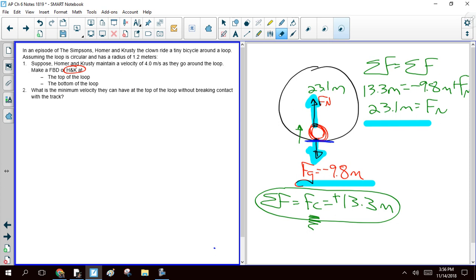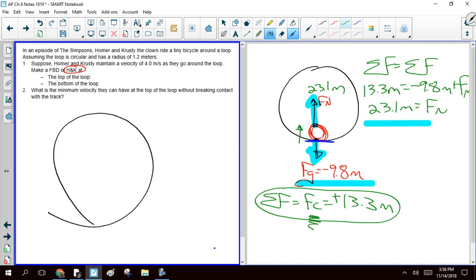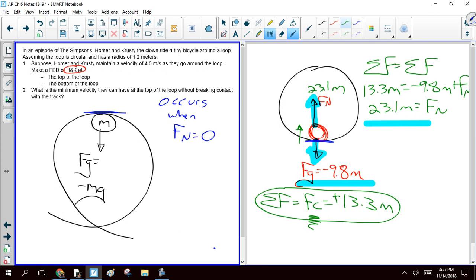So when they're at the top of the loop, here they are at the top of the loop, right? Gravity's pulling them down with a force of negative mg, right, or 9.8 m. Okay. So the idea is once they leave the track, they're no longer in contact with the surface, so your normal force is 0, right? So the point at which they leave contact with the track occurs when the normal force is 0, right? So as long as there's even a little bit of normal force, that's telling us we're still in contact with the track. So once that normal force gets to 0, it means there is no contact with the track.